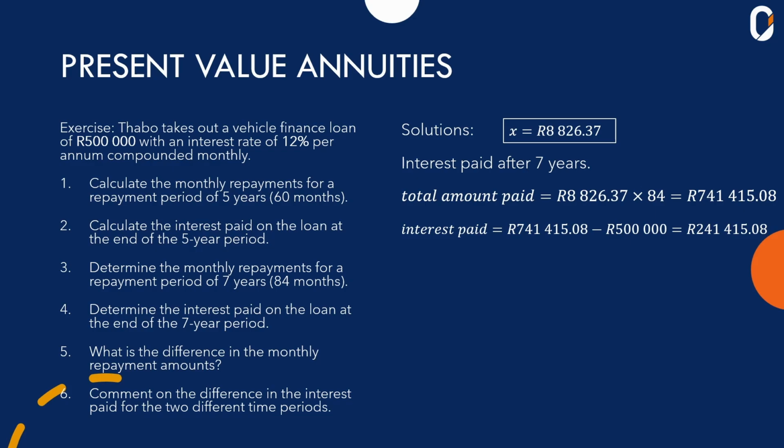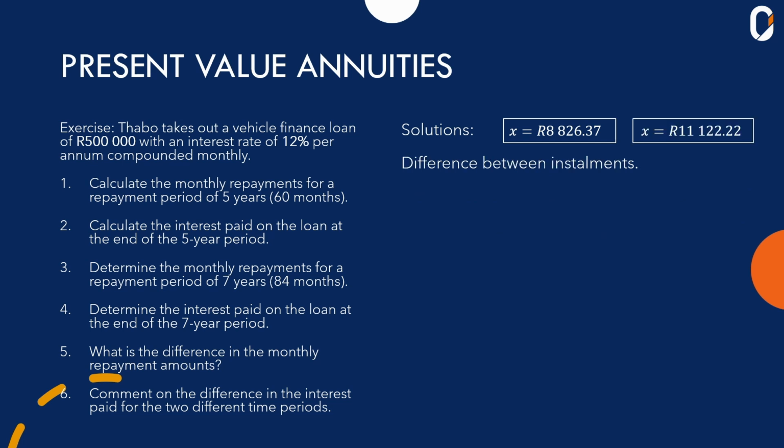Question number 5. What is the difference in the monthly repayment amount? We are going to calculate the difference between installments, and hence that is 11,122.22 minus 8,826.37. That will give us a value of 2,295.85.